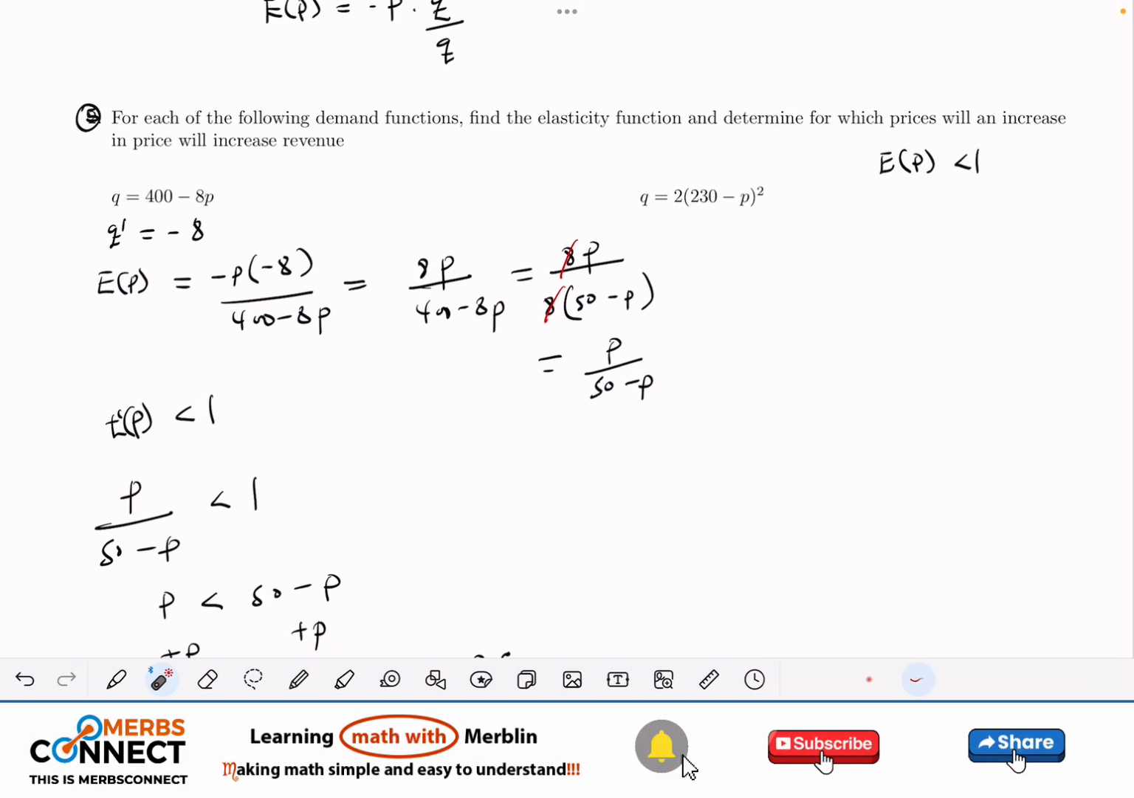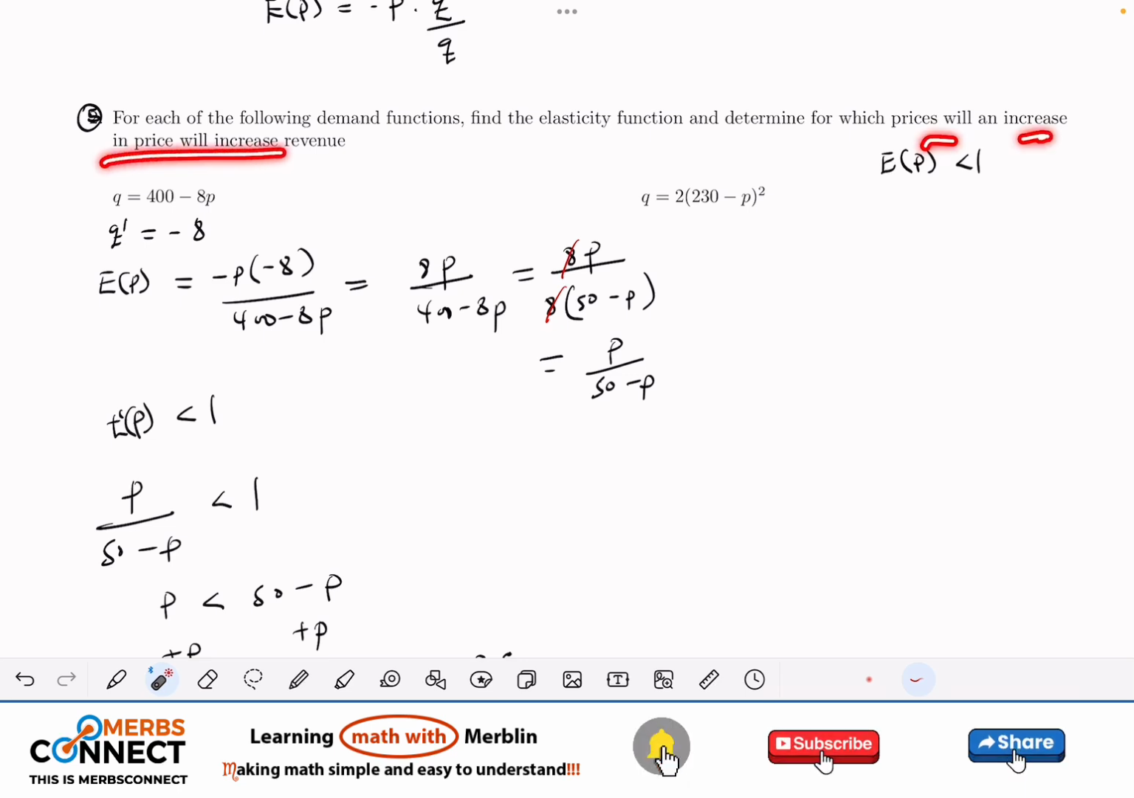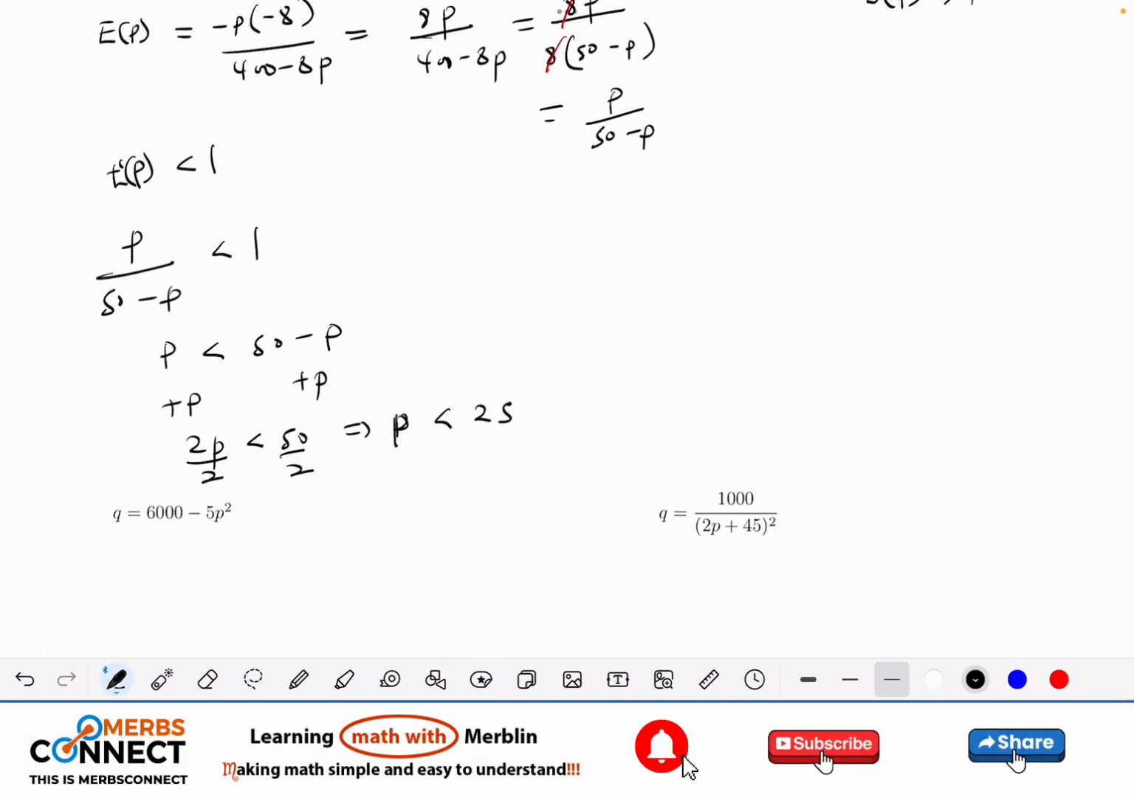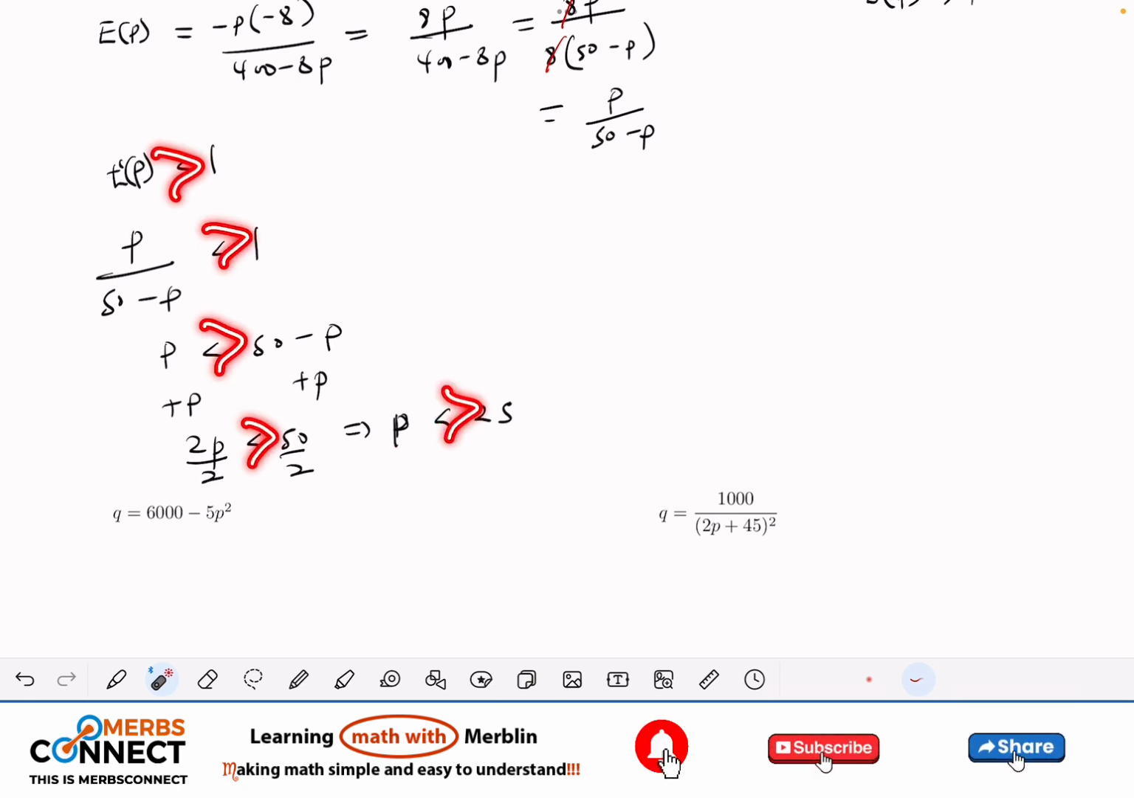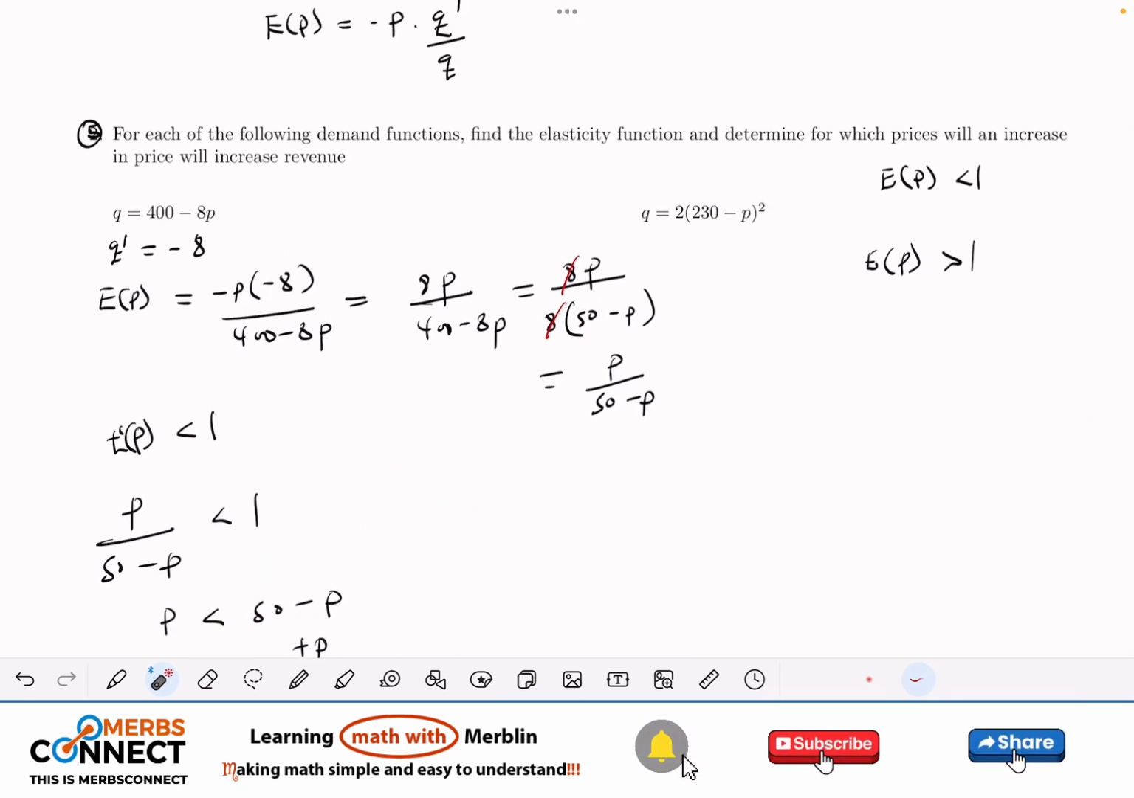So for example, if the question says that a price increase decreases the revenue, then we need to think of E of P greater than 1. So that's what we're going to do. If that was the case, this here should have been P greater than 25. So I'll just change the sign like this, like this, like that. And that's all. So that is the first one. That's what you just need to do.